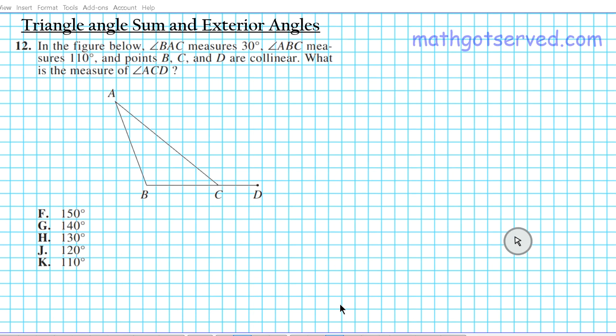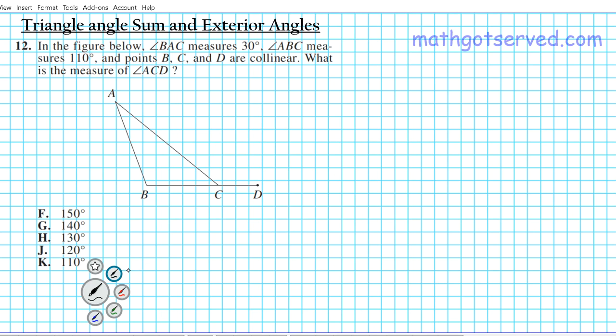Alrighty, let's take a look at question 12. Question 12 is assessing our ability to accurately apply the triangle angle sum theorem and use that to find the exterior angle of a triangle. Okay, so the question reads: In the figure below, angle BAC measures 30 degrees, angle ABC measures 110, and points B, C, D are collinear. What is the measure of angle ACD?